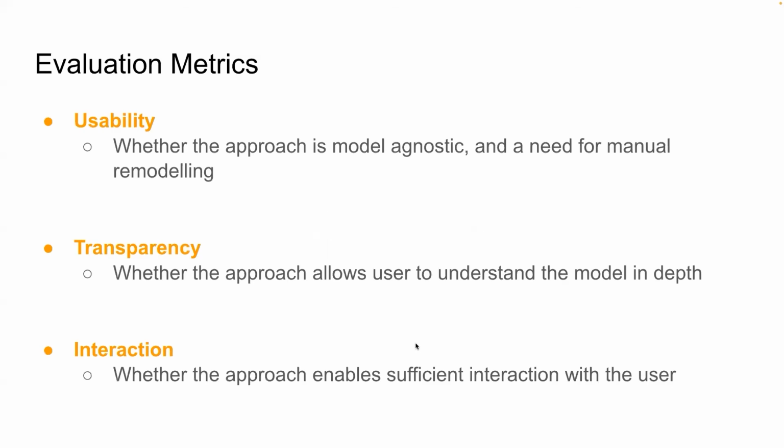Okay, for evaluation, we proposed 3 metrics. Number 1, visibility, to check whether this approach is model agnostic and whether there is a need for manual remodeling. Number 2, transparency, to identify whether the approach allows the user to understand the model in depth. Number 3, interaction, to measure whether this approach enables sufficient interaction with the users. For instance, the ability of providing human-friendly explanations.